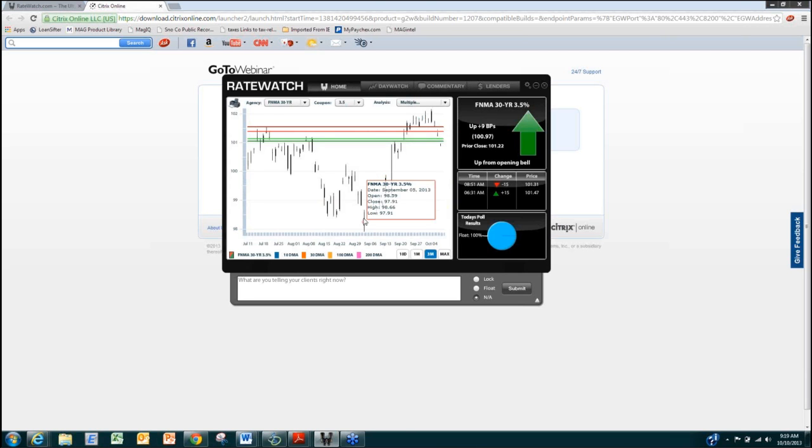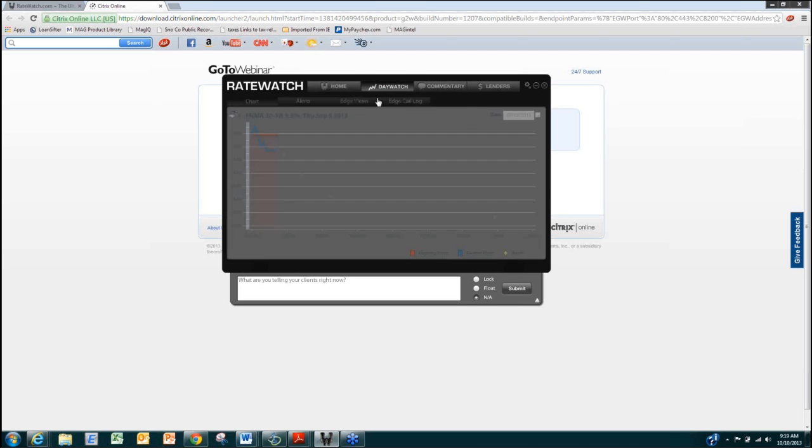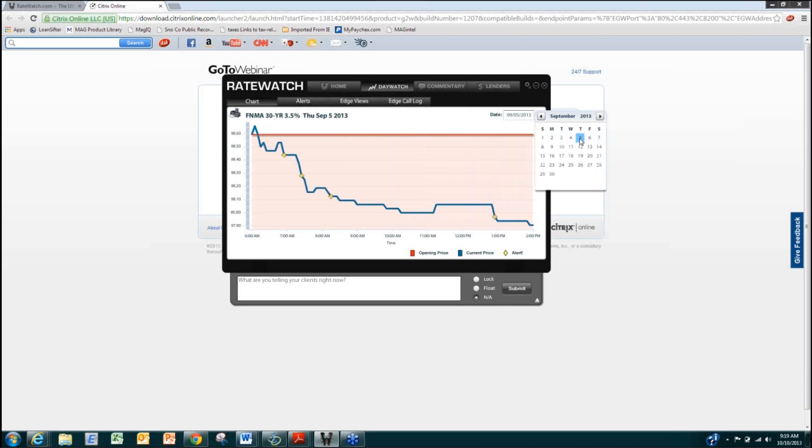97.9. But you can see we had a huge drop in the market that day. So what I would do is go to RateWatch, and you can search for any day that you want. That was September 5th. I pull up the 5th, and I would show my borrower, this is what happened on that day.